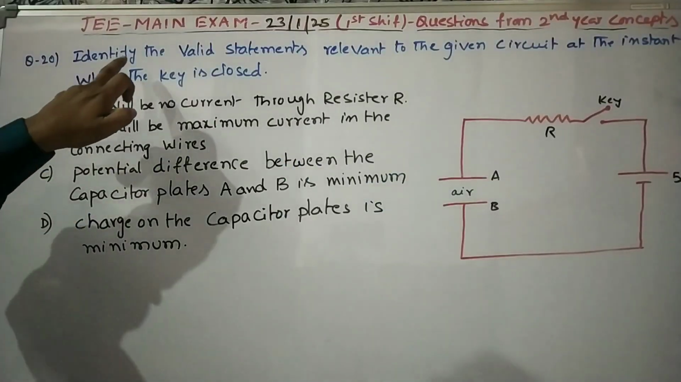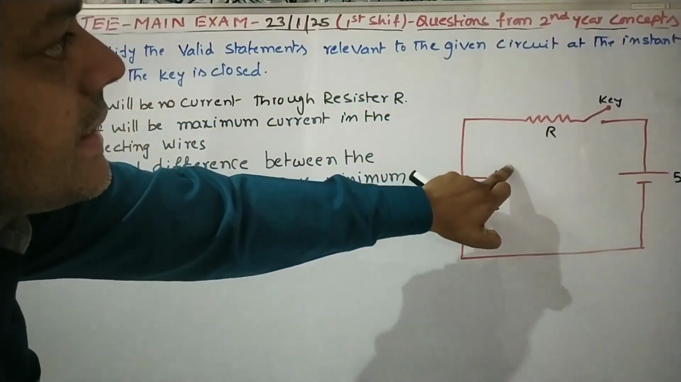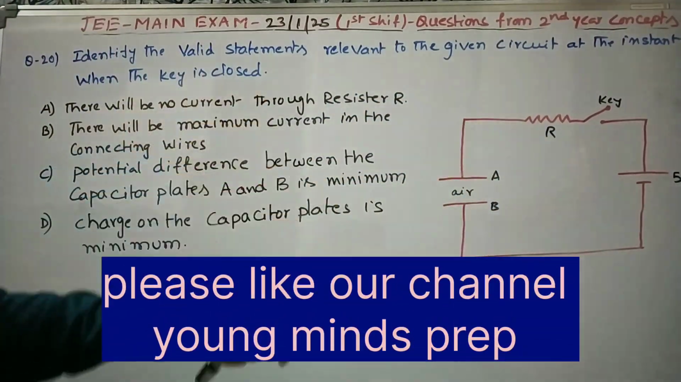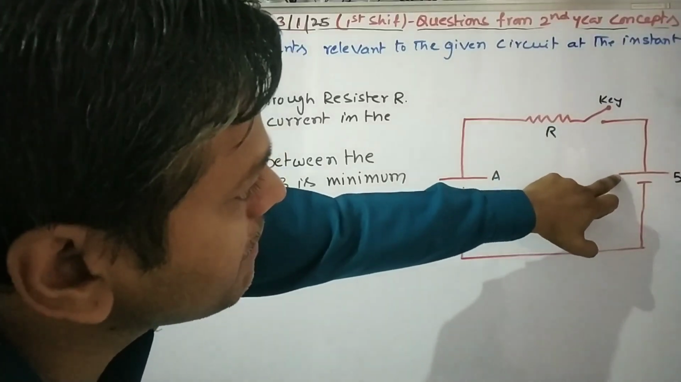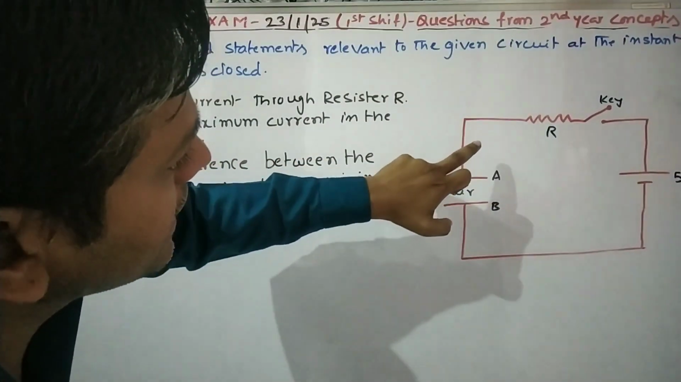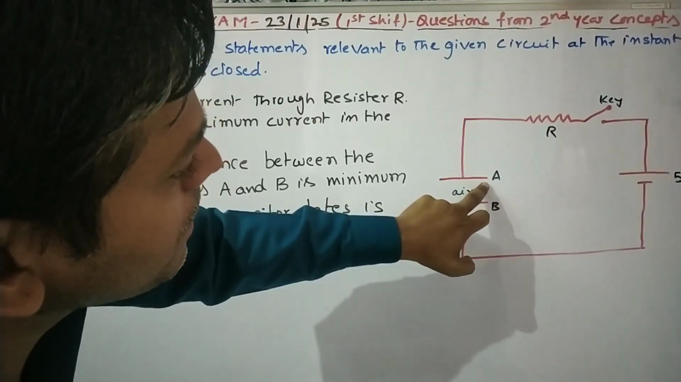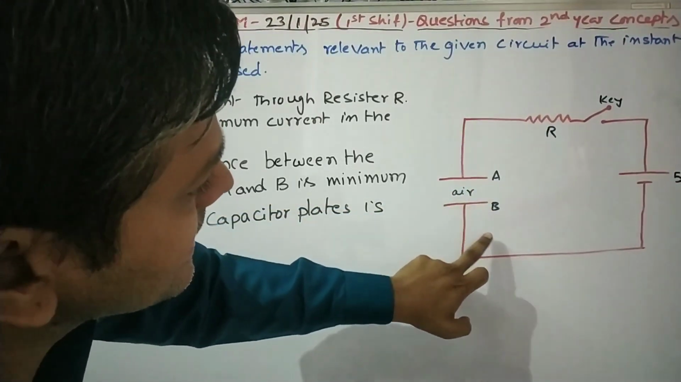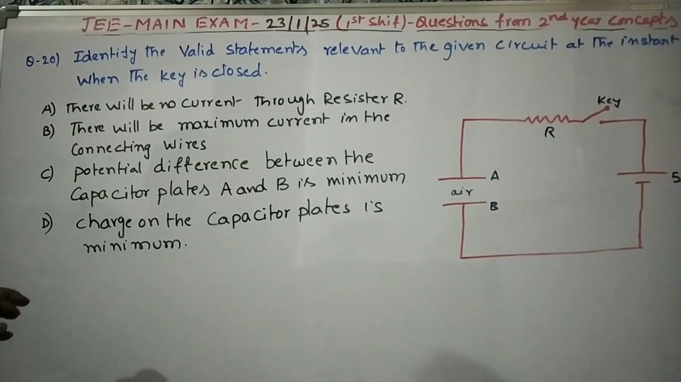The 28th question: identify the valid statements relevant to the given circuit at the instant when the key is closed. So this is the circuit diagram. In the circuit diagram, the positive terminal of a battery is connected to a resistor through plug key K. Another end is connected to one of the plates of a parallel plate capacitor, and the second end is connected to the negative terminal of the battery. So when you close the key, what is happening?